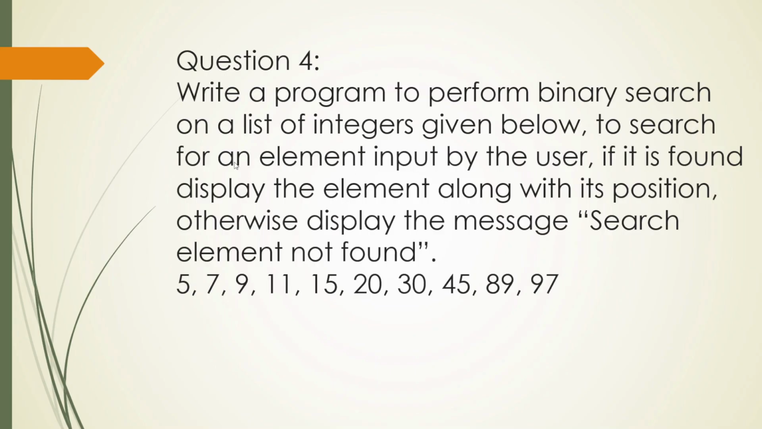To search for an element input by the user. So that means whatever we are looking for, that n variable is actually input by the user. If it is found, display the element along with its position. Otherwise, display the message search element not found. So there is now a little variation of whatever is going to be the output right now.